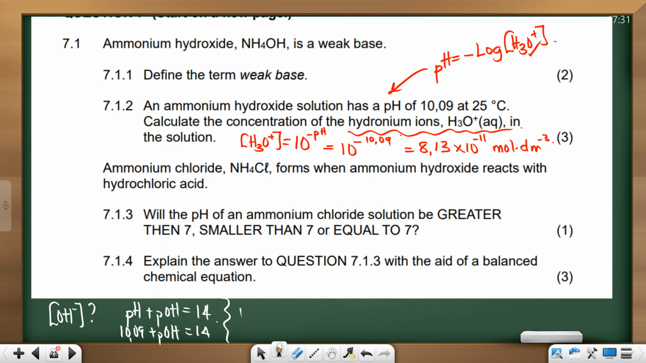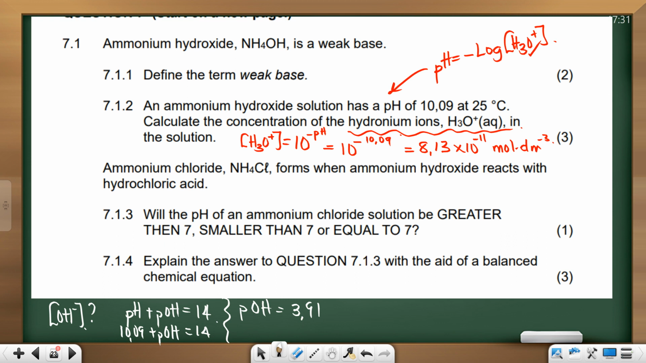Please read very well. When you calculate, be in sync with your calculation. What's my answer? 3,91. That's my pOH. But what am I looking for?